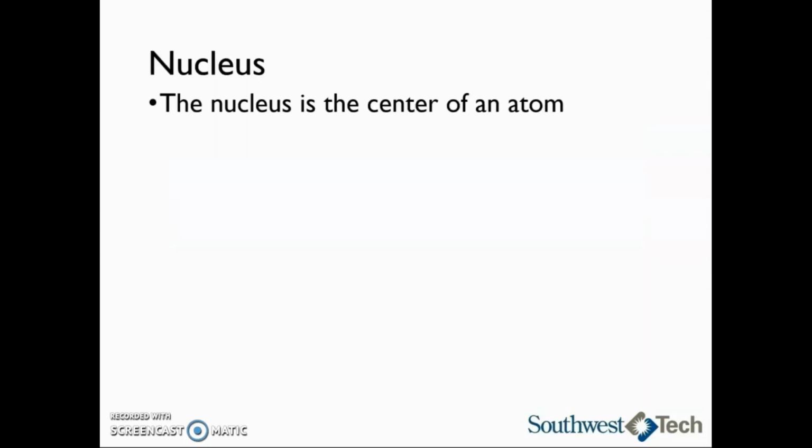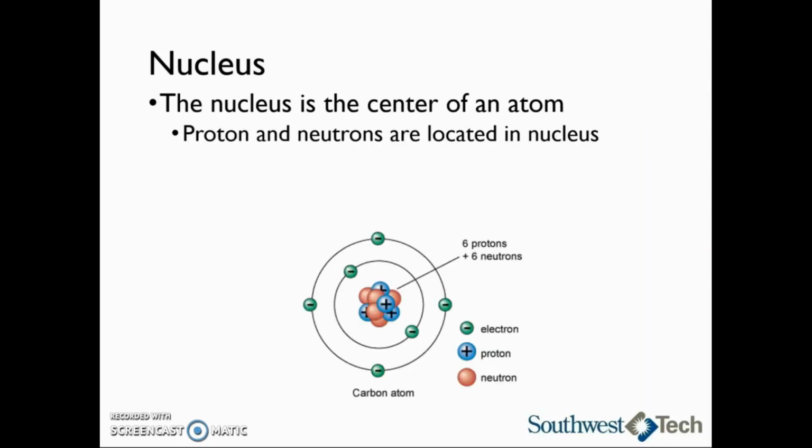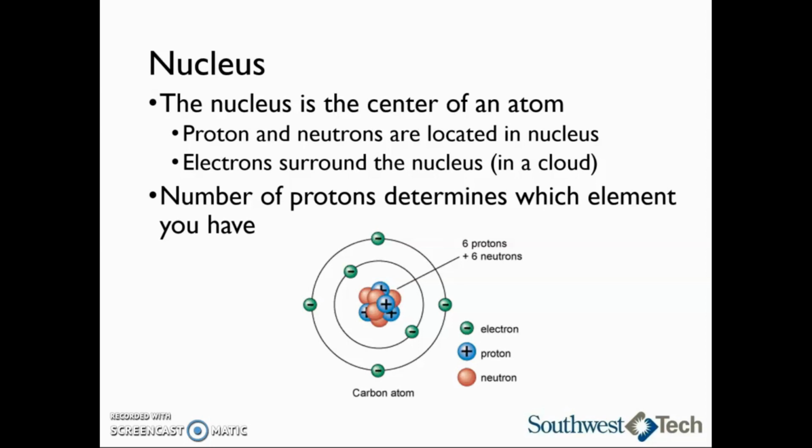The nucleus is the center of an atom. Protons and neutrons are located in the nucleus, while electrons surround the nucleus in a cloud. However, you can think of the electrons as having a very specific path that they have to follow. The number of protons you have determines which element you have. In this picture, there are 6 protons, 6 neutrons, and 6 electrons. The 6 protons tells us that this atom is carbon.